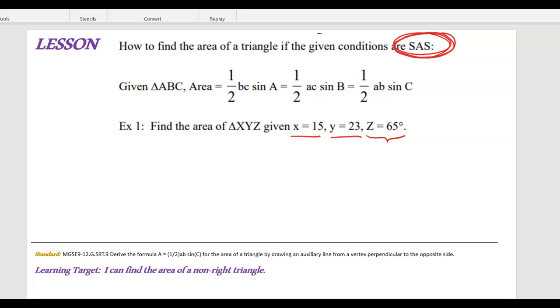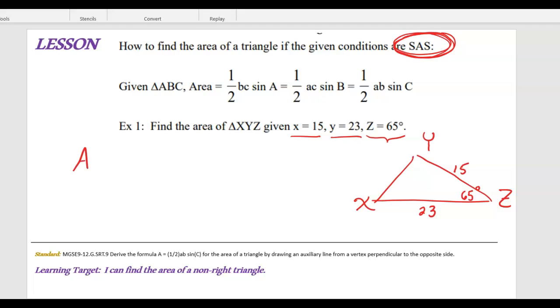I'm going to make a sketch just so you can see it, because it's completely arbitrary how I label the triangle. I'm going to call this X, Y, Z. Here's angle X, so side X is over here, which is 15. Angle Y is here, so side Y is here, which is 23. And then angle Z is here, which is 65 degrees. So you can see side, angle, side. Dive straight into the formula.